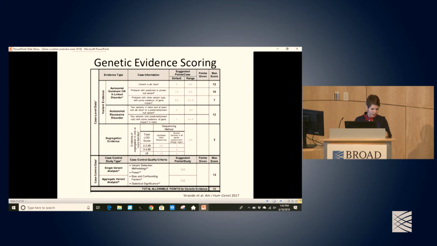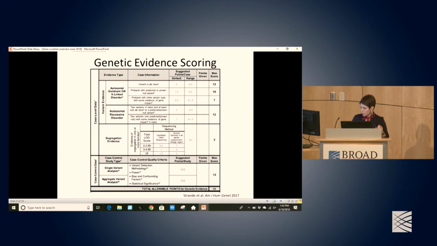So we'll go through each piece of the scoring procedure one by one, but we'll start with our genetic evidence scoring. And one thing I'd like to point out is that we do provide a default score for many of the categories, and that's just what we think is usually appropriate to assign for a piece of evidence in that category. But there's also a range, and that's just to give people flexibility.